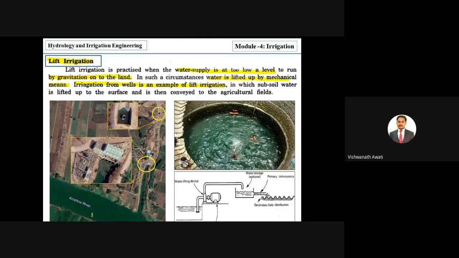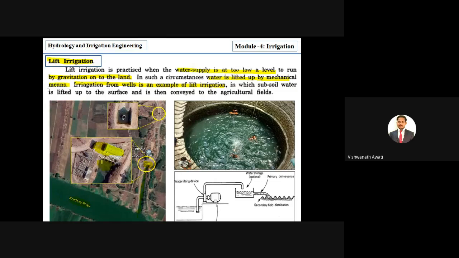If I show you one lift irrigation scheme in Karnataka, right? Here is the Krishna River, and it is a satellite map. You can see here water is taken away from the river by some channel creation. Here water is diverted, and by excavation water is diverted towards this point. Then here it is a pump house. You can see it is a zoomed area. Here it is a pump house, right?